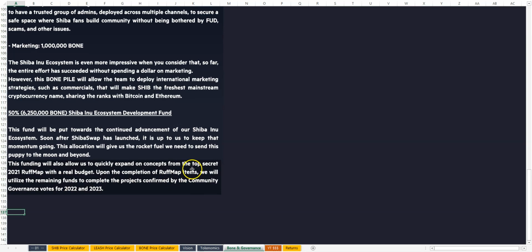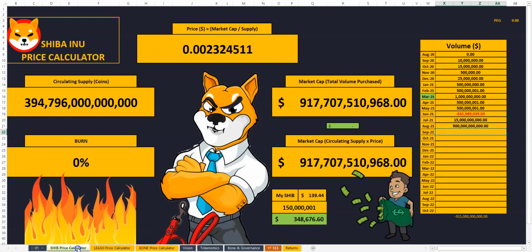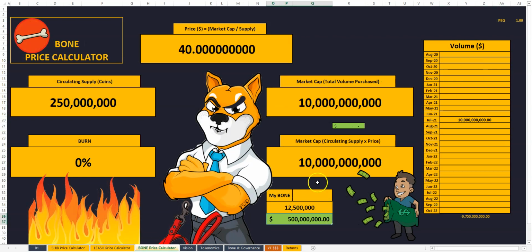They're going to be releasing what's on their top secret road map. So there are additional agendas which are going to come out, which I'm really excited to hear about. So I know we're focusing on SHIB at the moment, and yes, we all want our SHIB to increase in price. You're going to find that for most people, BONE is going to be where it's at.